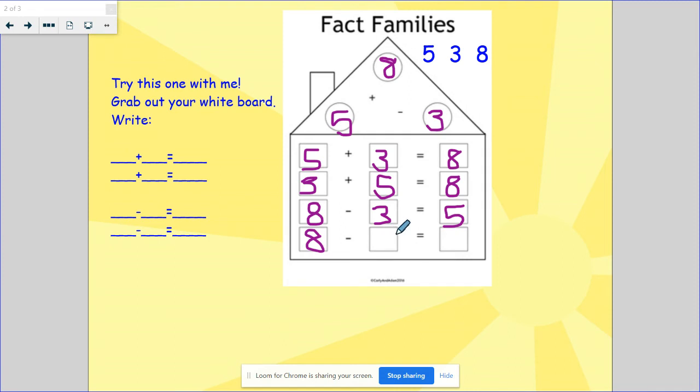And then, okay, so then that tells me then that 8 minus 5 must be 3. I'm going to check it before I write it. 8, 7, 6, 5, 4, 3. Oh, it checks out.